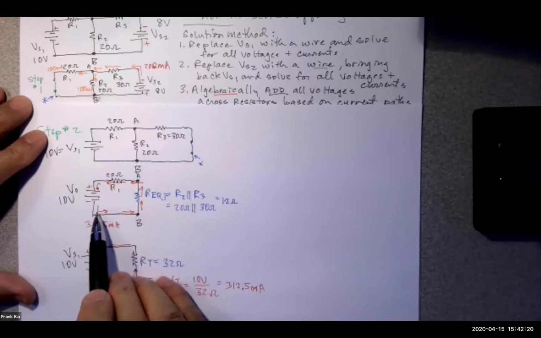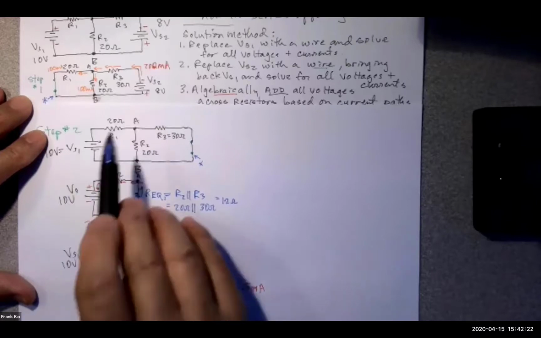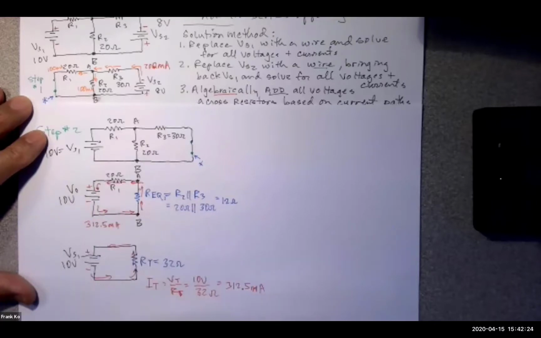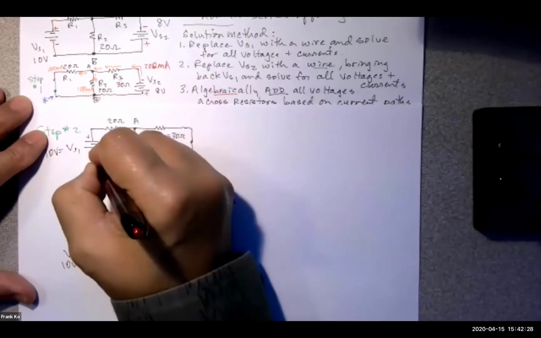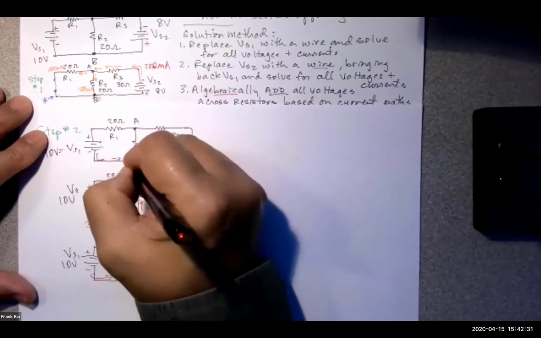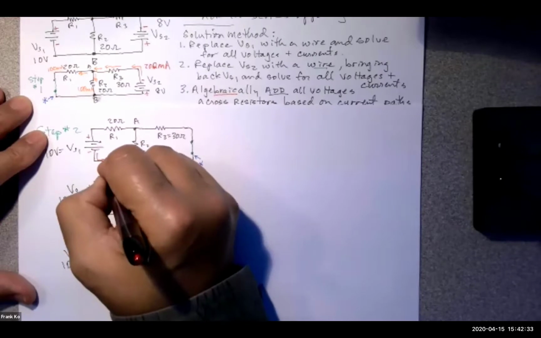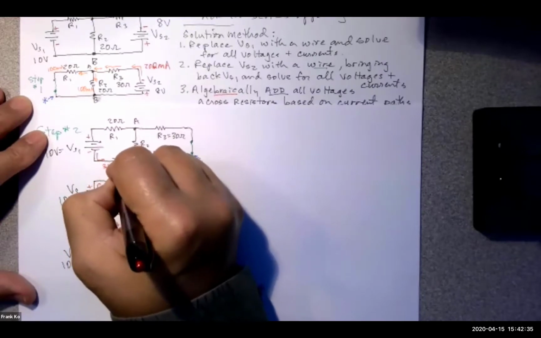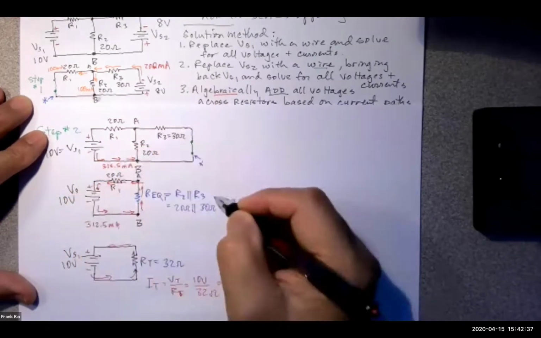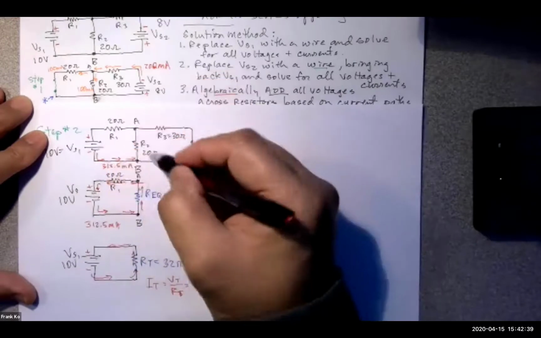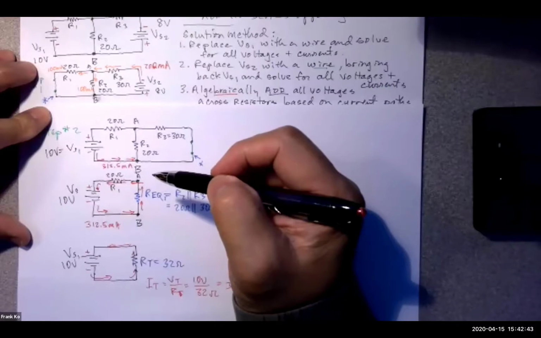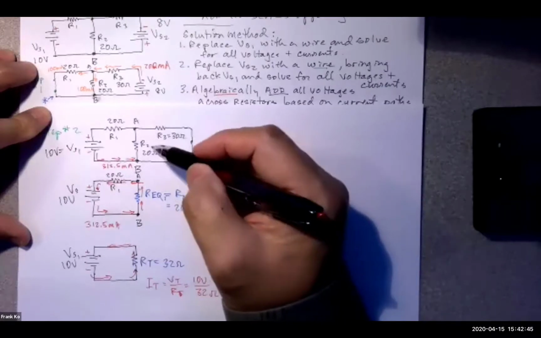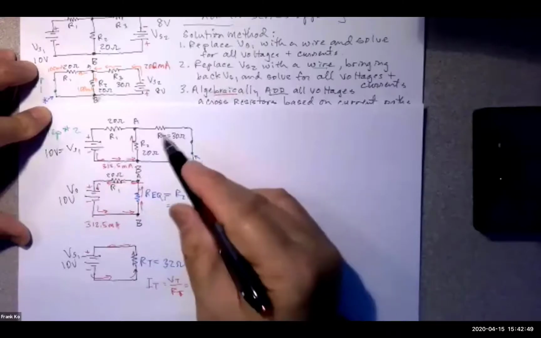Taking our current analysis further, let's go further up. If I take my current analysis further up, I have positive and negative. Current leaves here, flows here, hits this node. That's 312.5 milliamps here. It splits. Which way does the current flow through R2, my friends? Up, down, left, or right? Up. Okay, we are in agreement. It flows here. How about the current through R3?